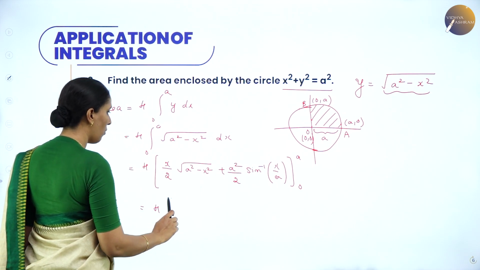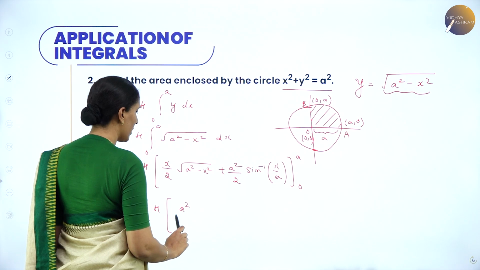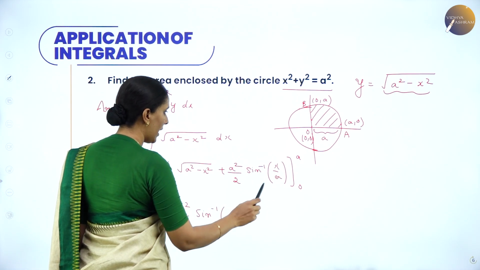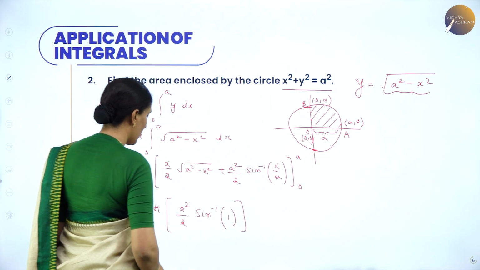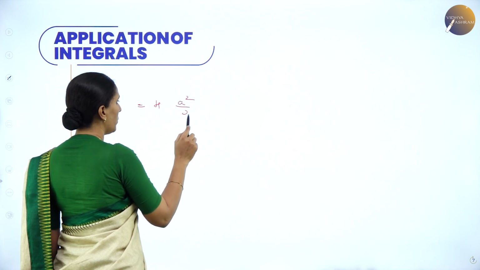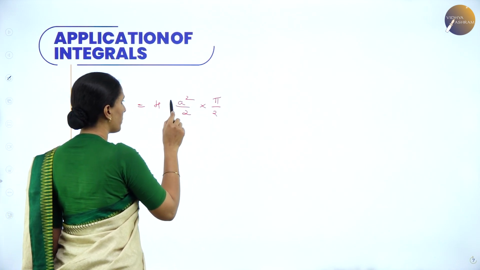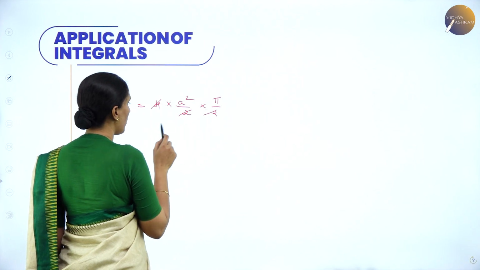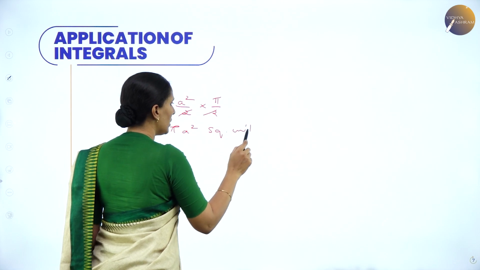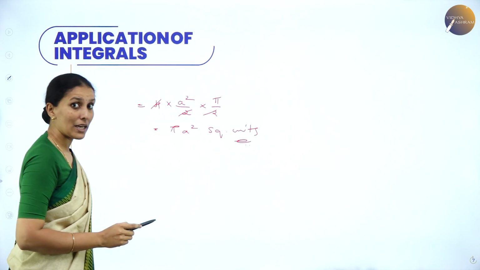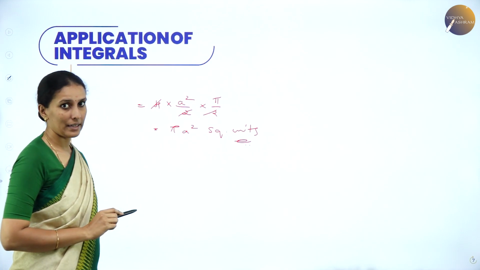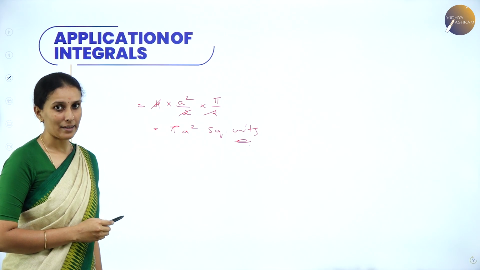So here we have 4 a square by 2 sine inverse of 1. If you substitute a, it is a by a, which is 1. Therefore, this is equal to 4 a square by 2 into pi by 2. So 4, 2 2s are 4 get cancelled. So pi a square units. We know that the area of a circle is given by pi r square, where r is the radius. Since here I have taken a as the radius, the value is equal to pi a square.